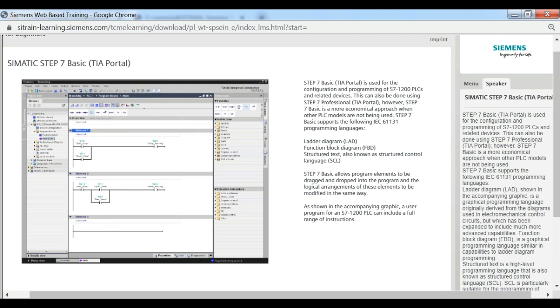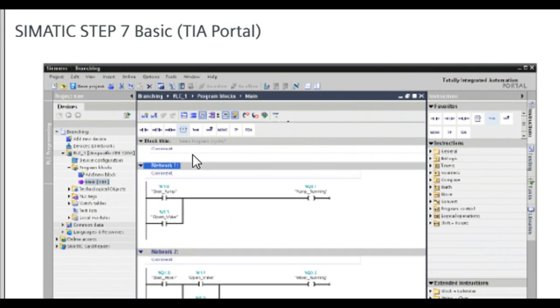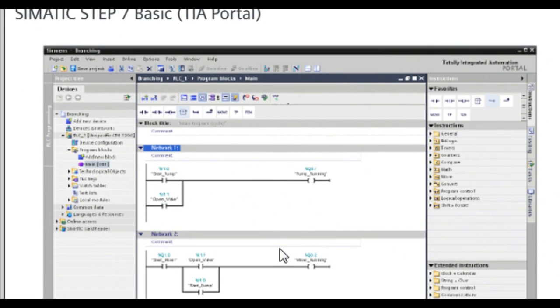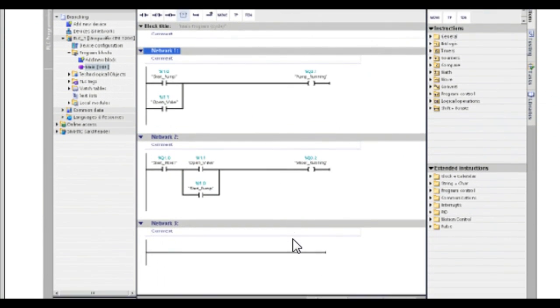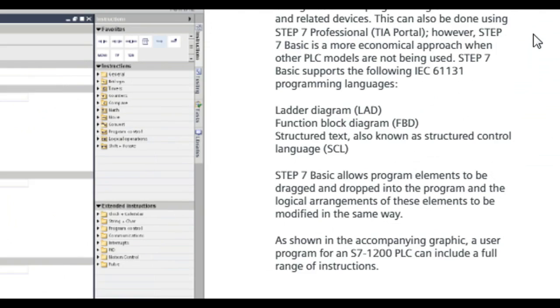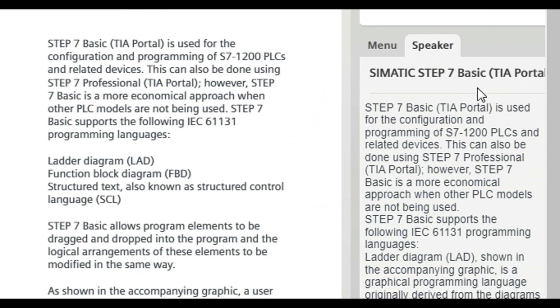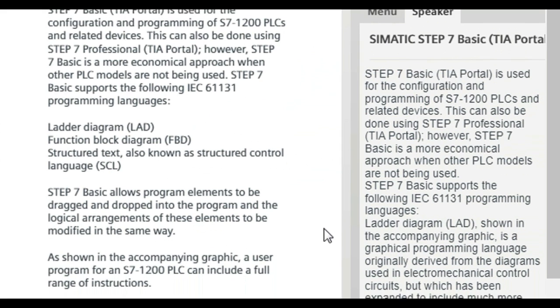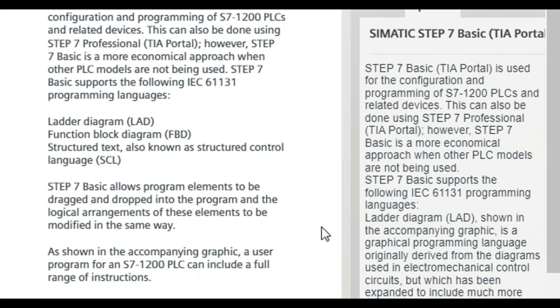Step 7 Basic TIA Portal is used for the configuration and programming of S7-1200 PLCs and related devices. This can also be done using Step 7 Professional TIA Portal. However, Step 7 Basic is a more economical approach when other PLC models are not being used. Step 7 Basic supports the following IEC 61131 programming languages.